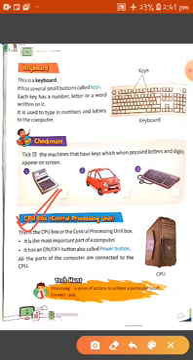Kids, have you seen a black box attached to your computer? That black box is known as CPU. The full form of CPU is Central Processing Unit. CPU is the most important part of a computer. It has an on off button, also called power button. All the parts of a computer are connected to the CPU.